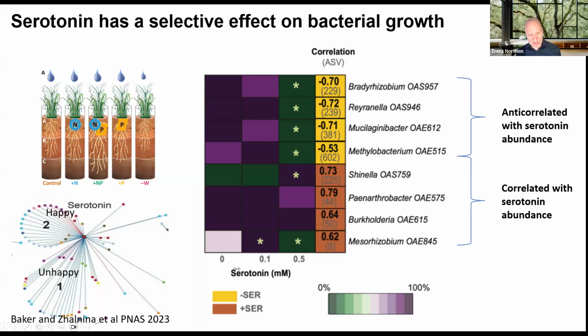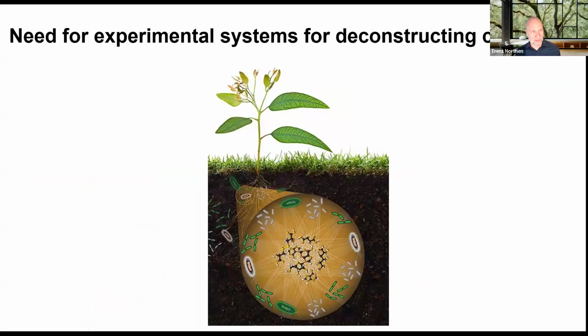And you can see here, this is increasing serotonin concentration. The ones that were positively correlated, in general, sort of directionally, one of them was significant, grew better. And the microbes that were negatively correlated with the abundance of serotonin at high concentrations were all inhibited. So this is some suggestion that these molecules can play this sort of dual role in the rhizosphere. So this is all nice, but it's correlative, and so we wanted to get towards causation.